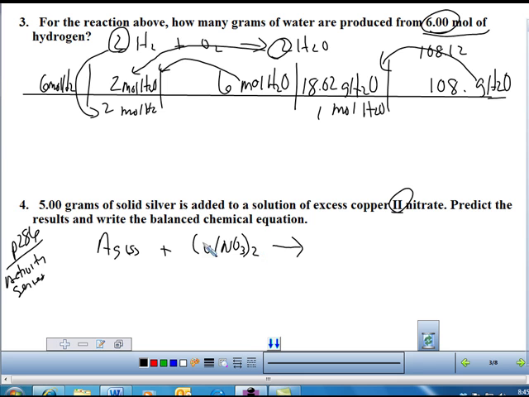Okay? And so here we had some people that understood this was a no reaction, but they would rewrite the reactants. Don't do that. Write, be explicit, no reaction. Okay?